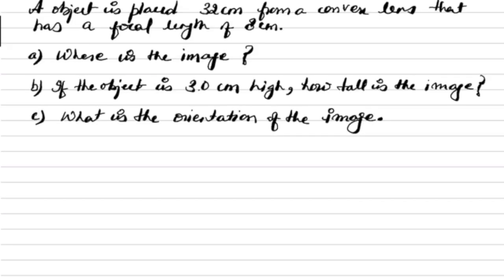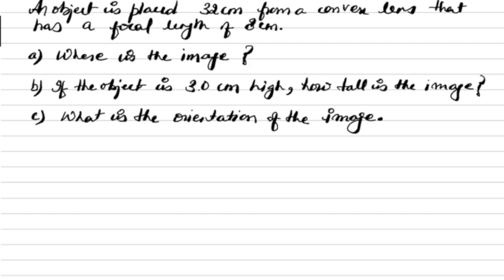Let's read it. An object is placed 32 centimeter from a convex lens that has a focal length of 8 centimeter. So the focal length is given, and the distance of the object is also given, 32 centimeter. They have asked where the image is. The second thing is, if the object is 3 centimeter high, how tall is the image? So they are talking about the magnification here. And what is the orientation of the image?